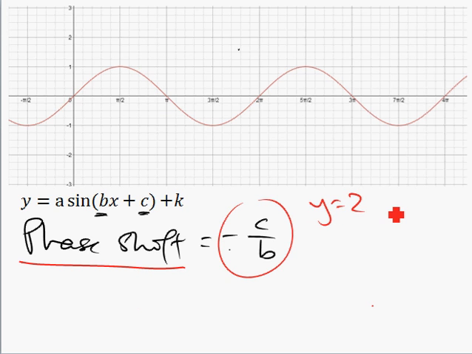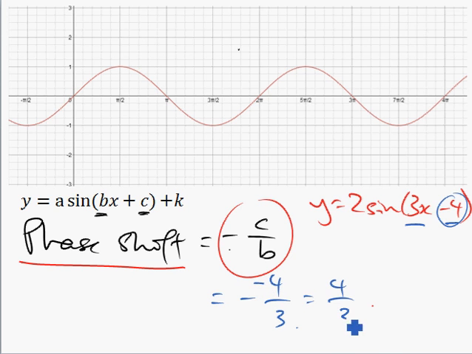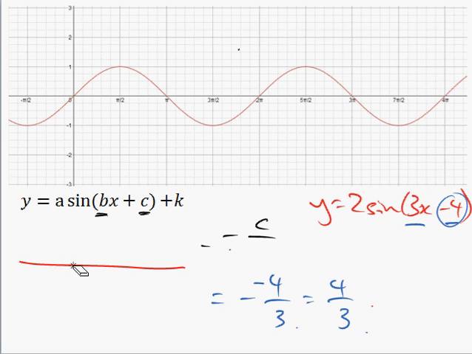So if your graph is 2 sine (3x minus 4), for example, what is minus c over b? This is your c, this is your b, so this equals minus 4 over 3. Oops, that's not correct, because c is minus 4. So you have to take the minus 4 here as well. They cancel out, and the answer is 4 over 3. That's phase shift. To find out more about phase shift, look up the second video. We will talk a bit more about the example, and you can see phase shift in action.